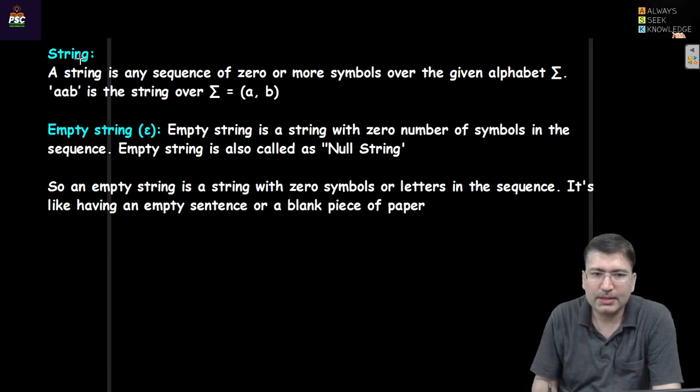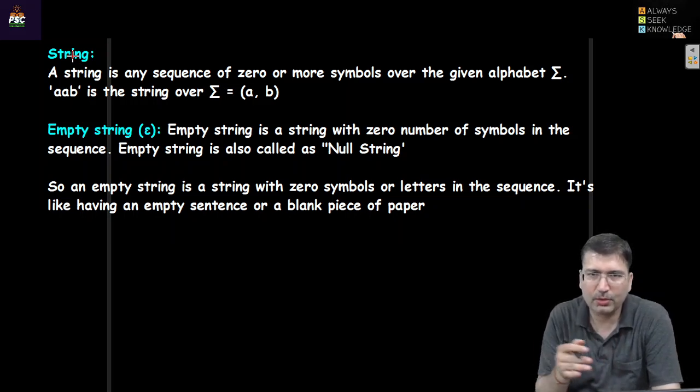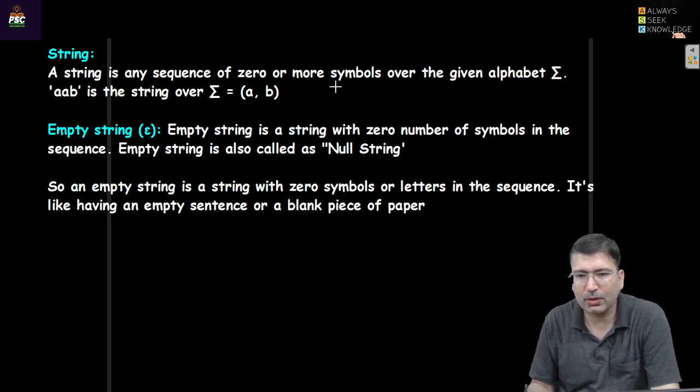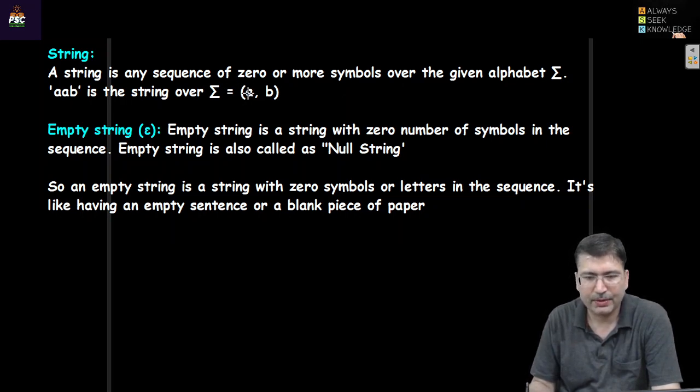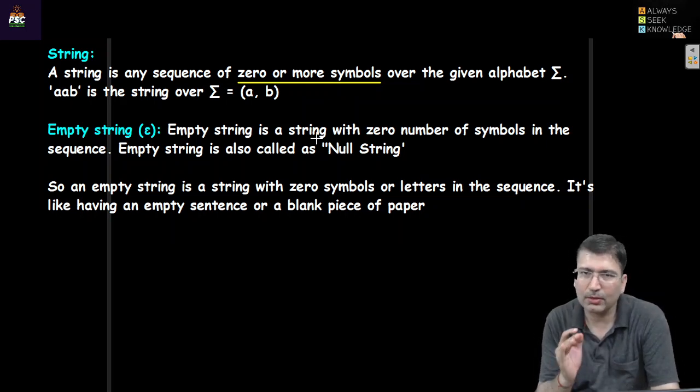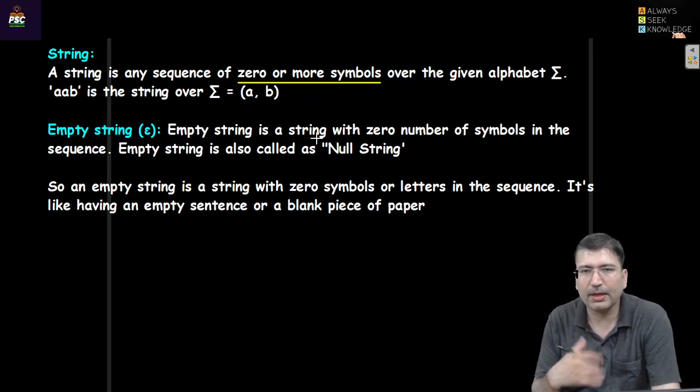Then the next thing is the string. The combination or collection of alphabet symbols in sequential order, we consider it a string. So a string is any sequence of zero or more symbols, right? So please do remember. When I'm saying zero or more symbols, that means there is a notion of an empty string. If no symbol is coming, then also a string can be defined, like the empty string.